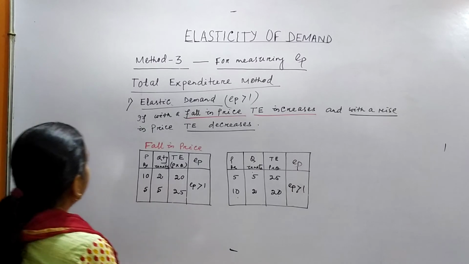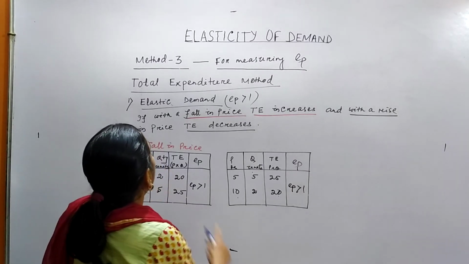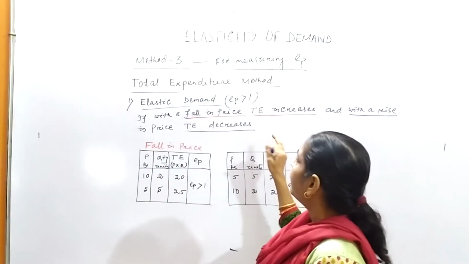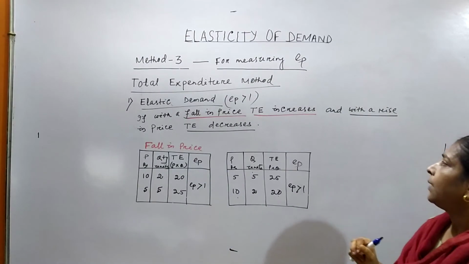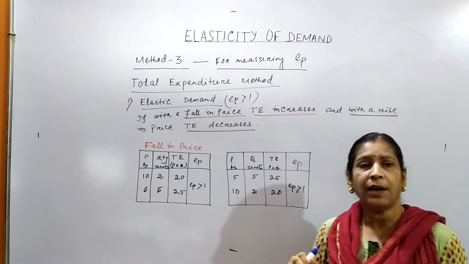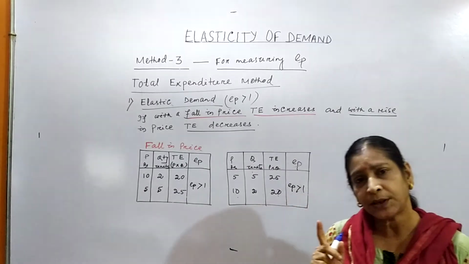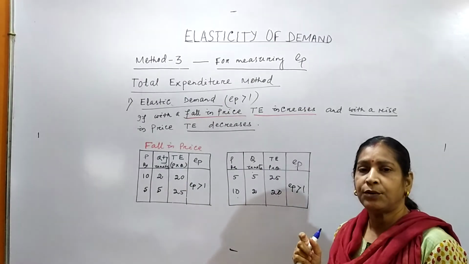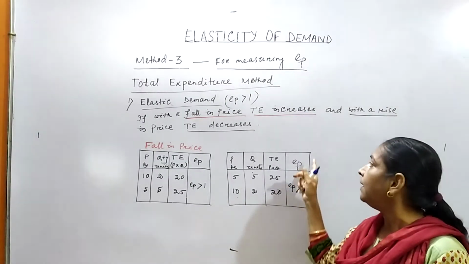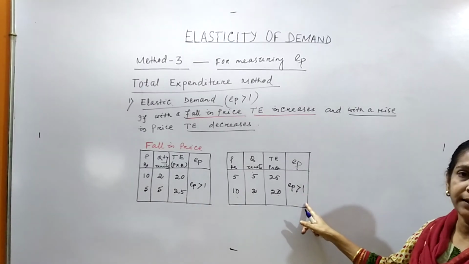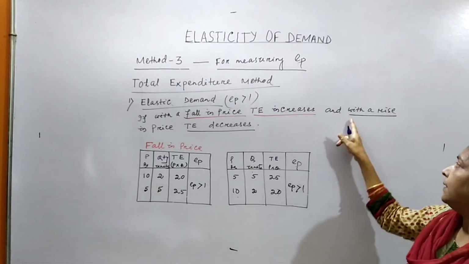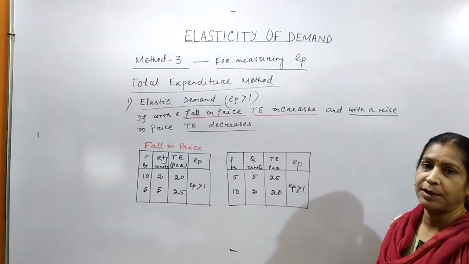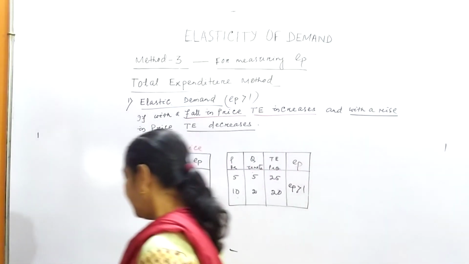So, friends, you have to remember this. When a question comes in your exam, asking that with a fall in price total expenditure increases, what will be the value of elasticity? You have to remember the trick. If you see that there is an inverse relationship between price and total expenditure, then the value of EP will be greater than 1.